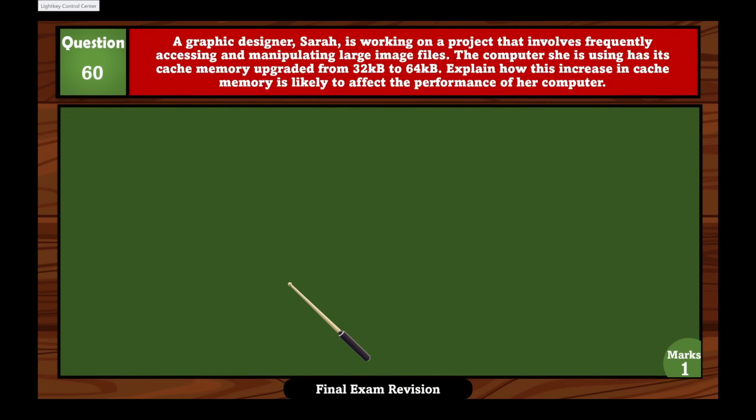Question number 60. A graphic designer, Sarah, is working on a project that involves frequently accessing and manipulating large image files. The computer she is using has its cache memory upgraded from 32 KB to 64 KB. Explain how this increase in the cache memory is likely to affect the performance of her computer. So what is the use of the cache memory? Cache memory is used inside the CPU to store most frequently used instructions.